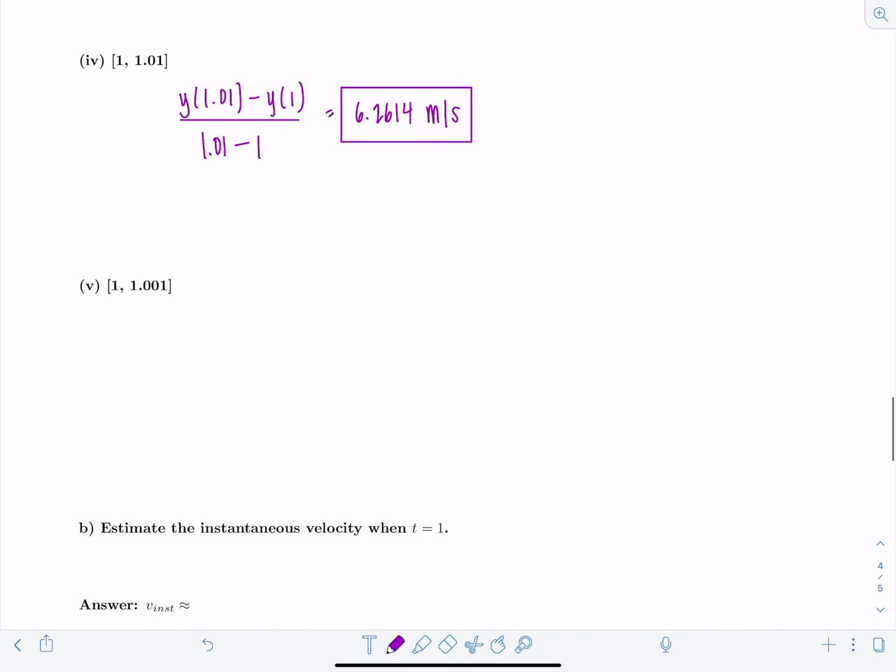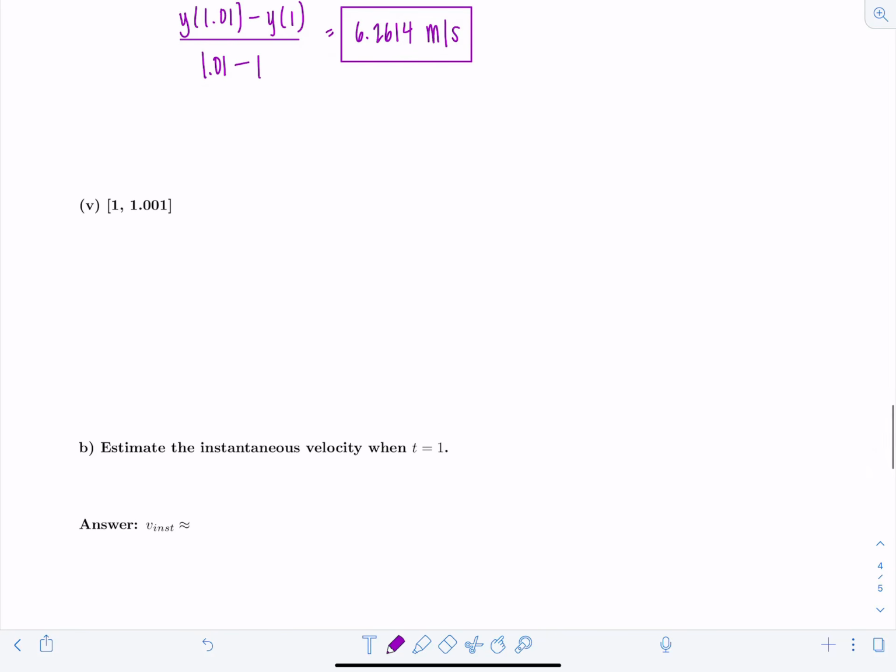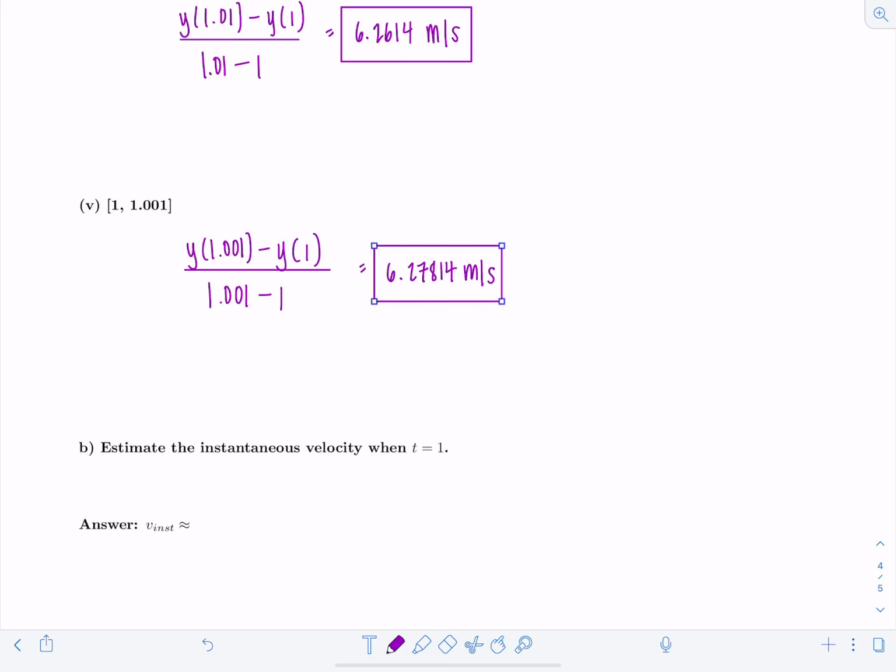And then lastly, smallest interval we're going to compute is from 1 to 1.001. So y of 1.001 minus y of 1 divided by 1.001 minus 1, and this comes out to 6.27814 meters per second. Okay, and we can keep going and going if we wanted, but at this point, we're going to say enough. Let's estimate what that instantaneous velocity is when t is equal to 1.